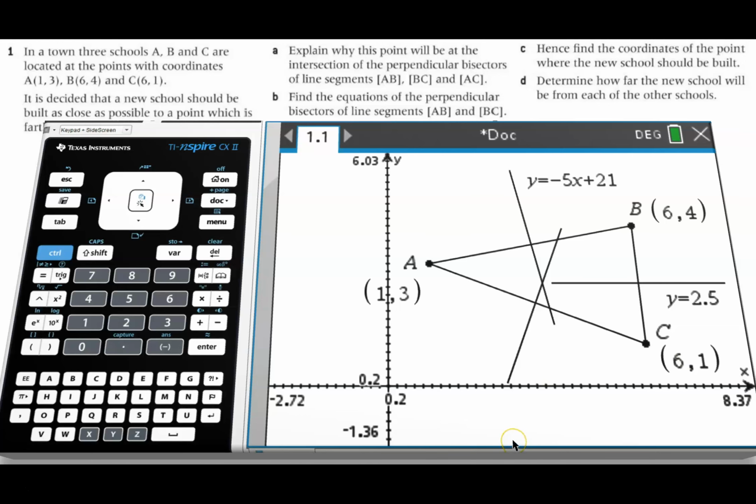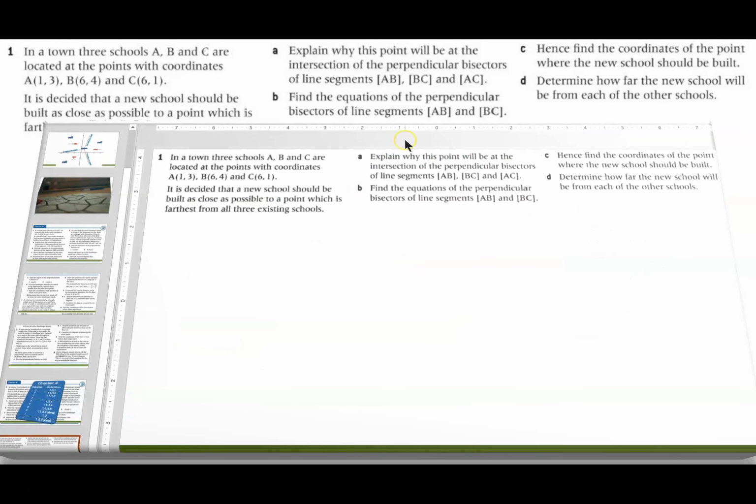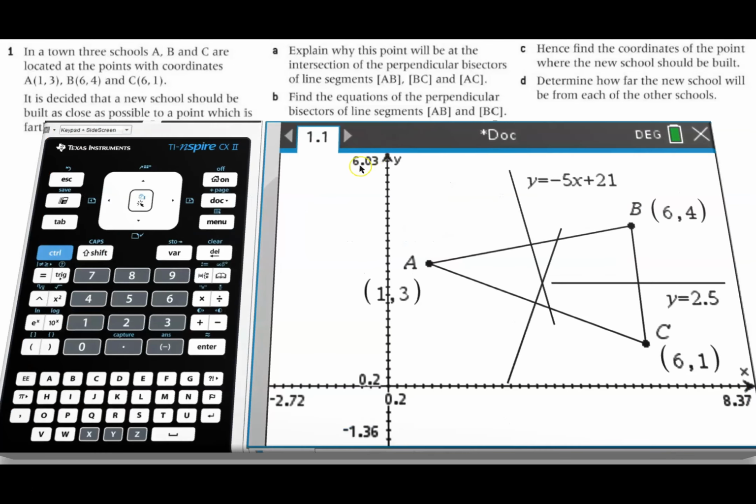I need to find where they intersect, because that point will be where the new site should go, because it's furthest from A, B, and C. It's the end of the radius of the circle that connects them. If you deviate from that point, you're going to be closer to either A, B, or C. So we don't want to do that. All right, let's continue here.